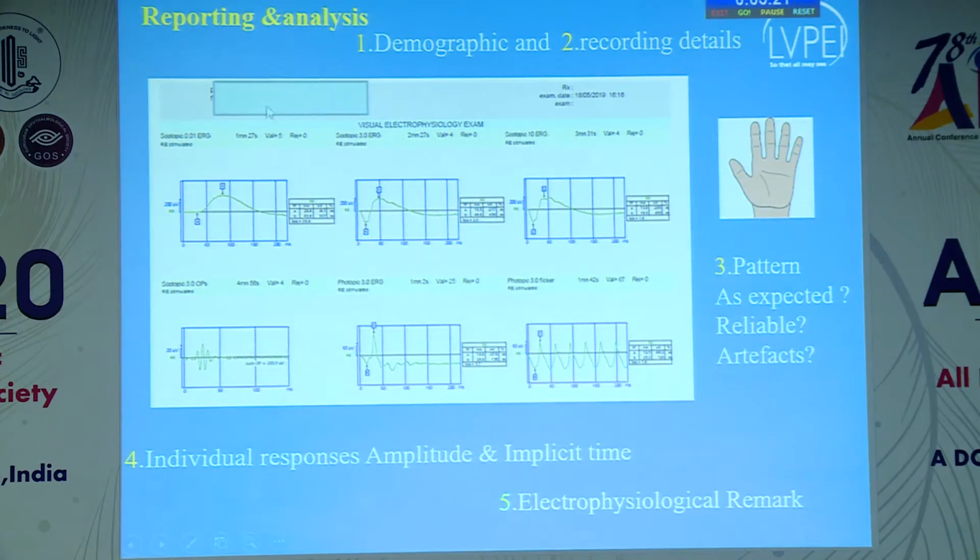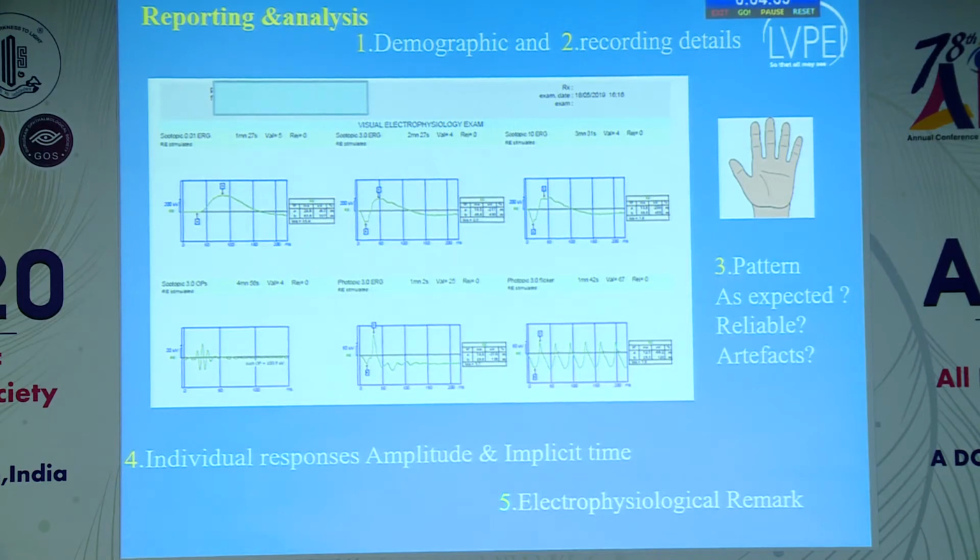These are the 6 basic phases of electroretinogram: the 0.01 ERG scotopic, 3.0 scotopic, then 10.0 ERG scotopic with oscillatory potential, then 2 photopic phases, that is 3.0 photopic and 30 Hertz flicker.